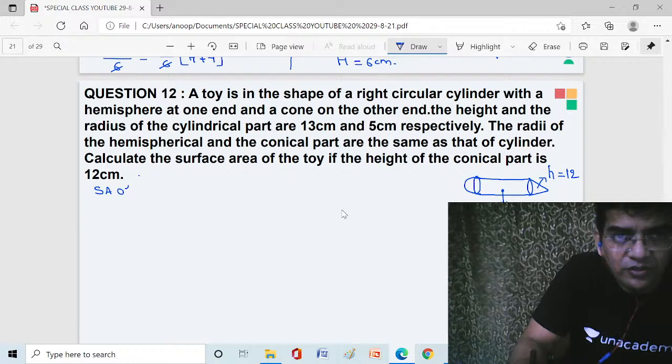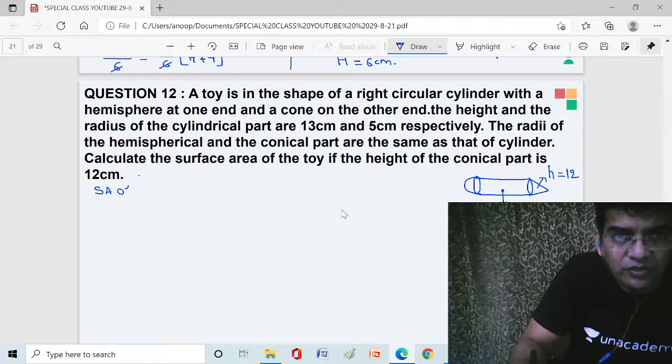plus surface area of cylinder plus surface area of cone. So I need the surface area of these three parts: hemisphere, cylinder and cone. Okay, now let's write the formula.